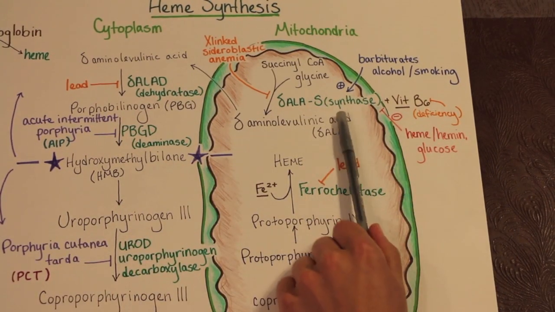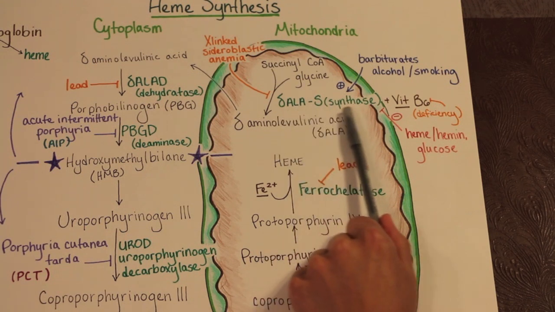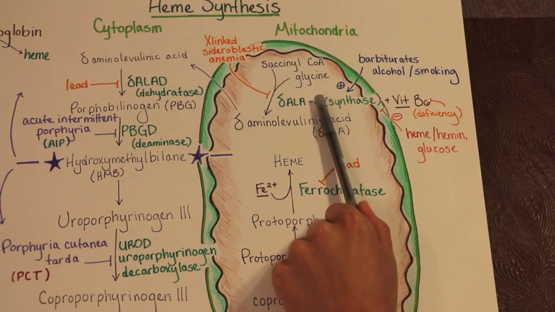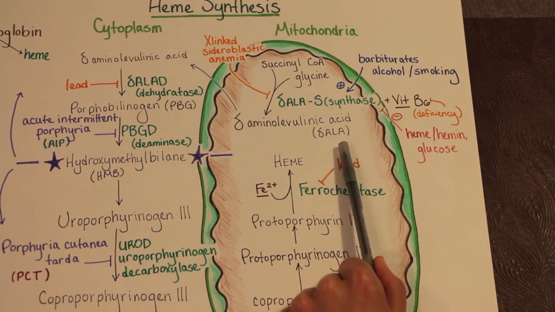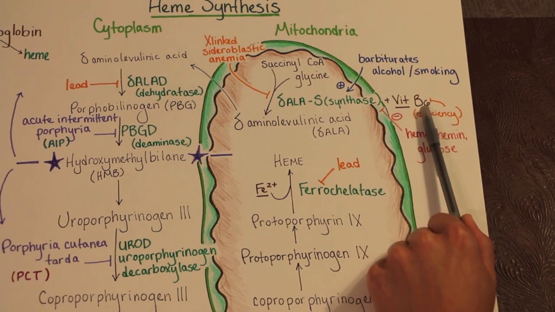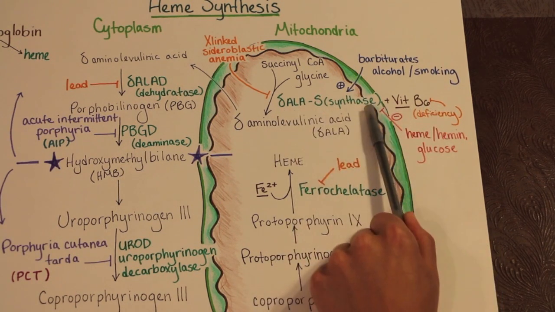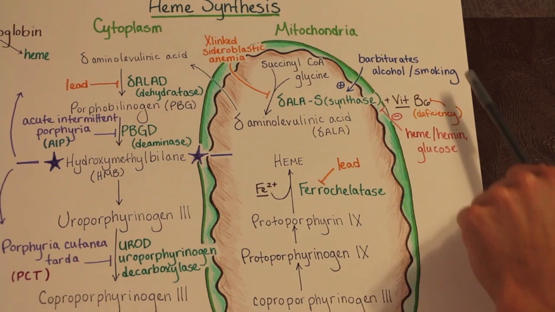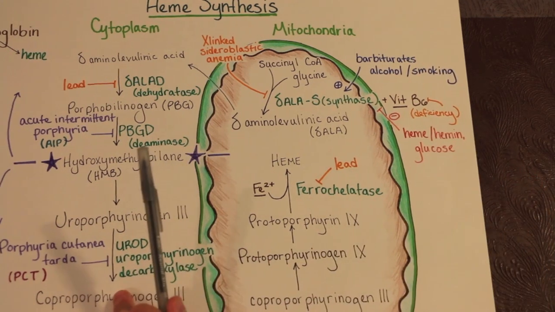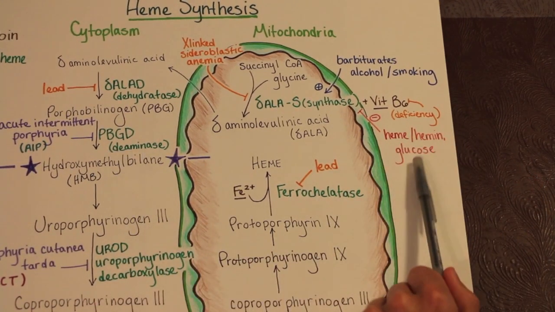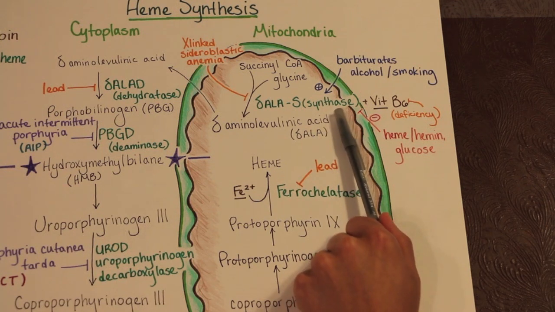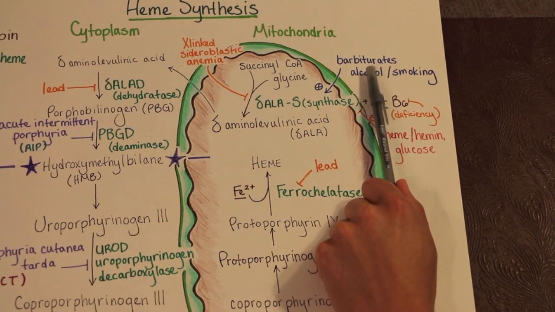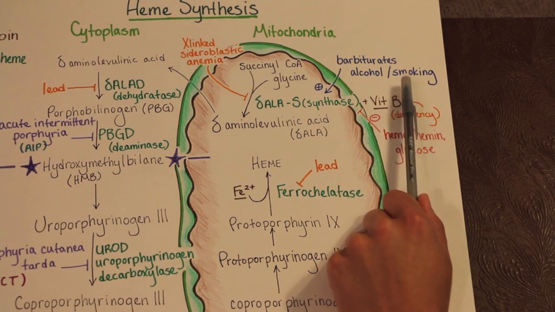This is the step where delta-aminolevulinic acid synthase converts succinyl-CoA from the citric acid cycle and glycine to delta-aminolevulinic acid. So this is the rate-limiting step, and B6 is a required cofactor for the enzyme ALAS, aminolevulinic acid synthase. Since this is the rate-limiting step, ALAS is tightly controlled by both positive and negative feedback. There's negative feedback inhibition, which can be accomplished by heme, hemin, and glucose, whereas in contrast, certain drugs can actually induce aminolevulinic acid synthase, including the CYP450 drugs like the barbiturates, alcohol, and smoking.